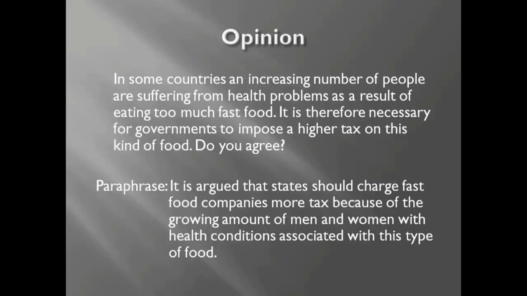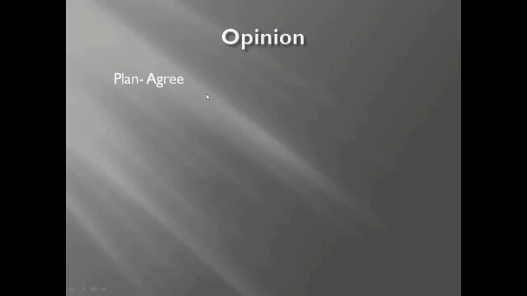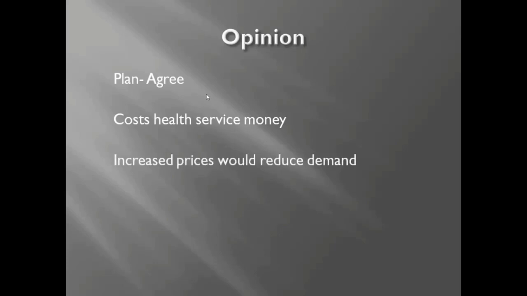So you should notice there that instead of countries, I have used states. Number of people, I've said a growing amount of men and women, so an increasing number of people, a growing amount of men and women. Health problems, I've stated as health conditions associated with this type of food. So now let's go on to our plan. So my plan is I agree with this. The first reason why I agree is it costs the health service money and increased prices would reduce demand. So these are my two basic outline ideas.